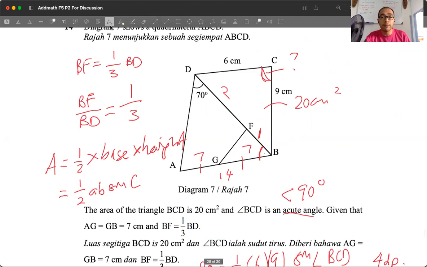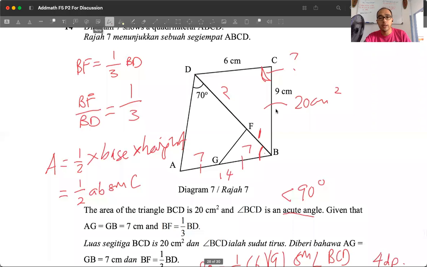Okay, so the length of BD is, if I can find the color to use, oh, can I change color? Oh no, I can't change color. Let me see if I can change color. Oh no, I don't think I can change color.